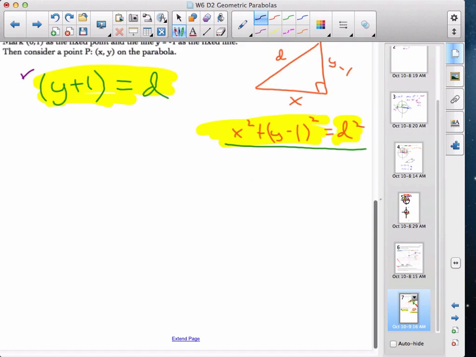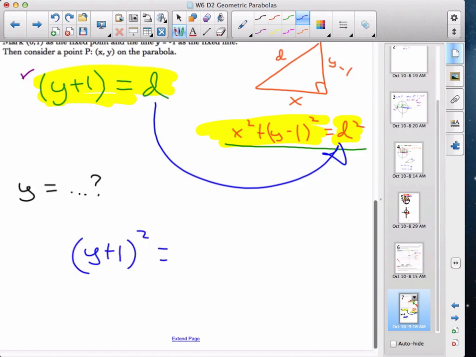And the goal is now to find some equation, some function of the form y equals something. So how might we do that? Now that we've got these two different equations, they share something in common. I'm wondering how we can use that. Yeah, Megan, there you go. We can rewrite x squared plus y minus 1 squared equals distance squared with the y plus 1 squared substituted. Right, so Megan suggests substituting in the distance from one into the next. So we could have y plus 1 squared equals x squared plus quantity y minus 1 squared.